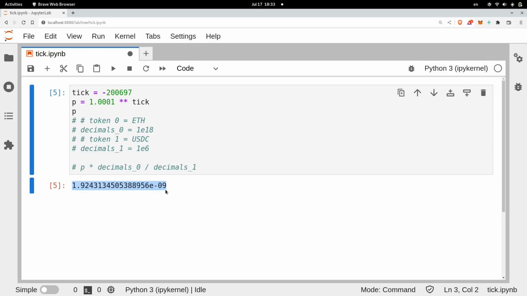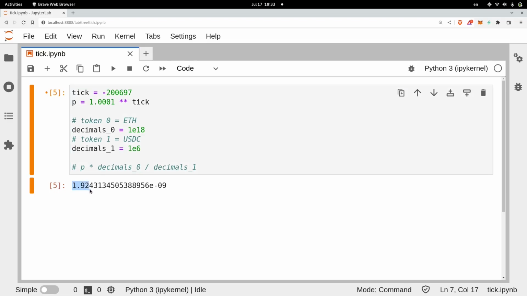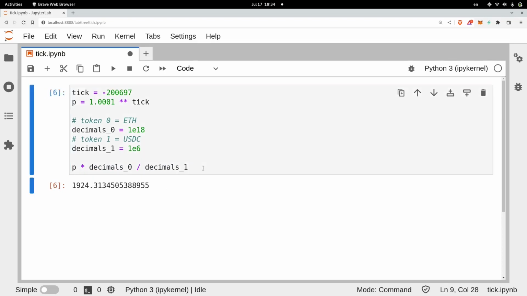I expect the current price of ETH to USDC to be around 1,924. So how can we fix this number to be that number? To do that, we'll have to multiply by the token decimals. Inside this pool, token 0 is ETH, so it has 18 decimals, and token 1 is USDC. This has 6 decimals. To put this price back into 1,924, what we will do is multiply this P by decimal 0, and then divide it by decimals 1. Let's execute this Python code again, and we get that the current price of ETH to USDC is 1,924.